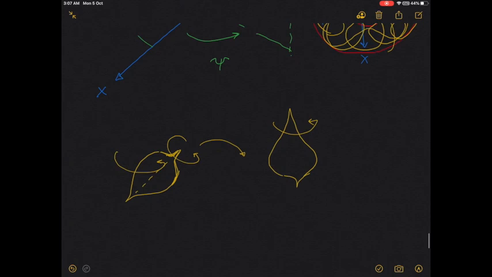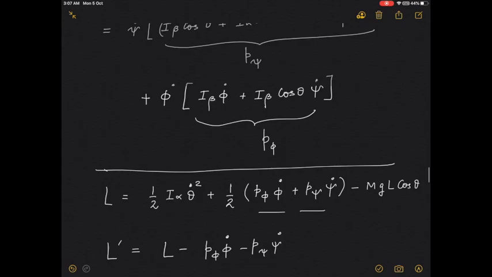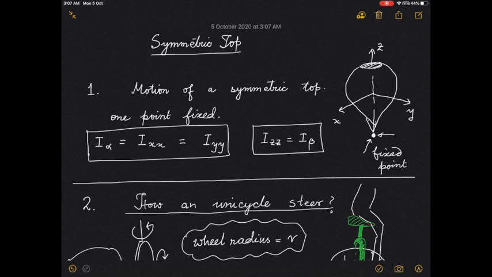So that's it for today. We analyzed the motion of a symmetric top, and it turns out to be quite complicated, but we have some handle on it. That's all that we'll speak about unit 3, which is rigid body motion. Thank you.